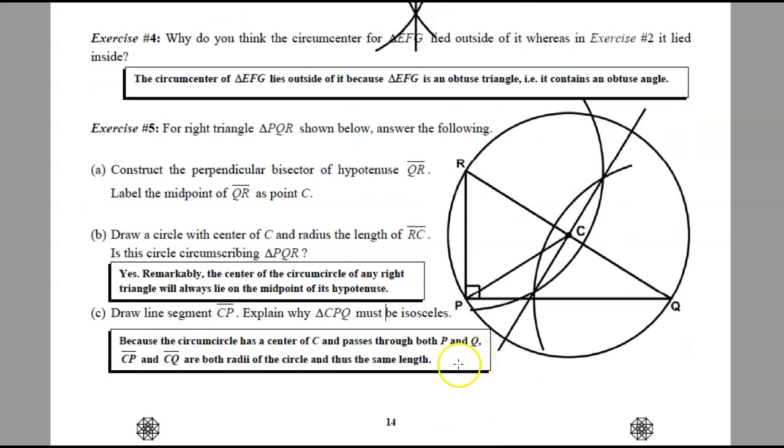All right, and so draw a line segment CP. We bring that back here. Explain why CPQ must be isosceles. Well, we're looking at this triangle in here. Remember, isosceles triangles have 2 equal sides. If we are taking from the circumcenter out to P and from the circumcenter out to Q, we're looking at the same circle. So that's 2 different instances of the radius of that same circle. Therefore, they have to be the same length, and we have our isosceles triangle.